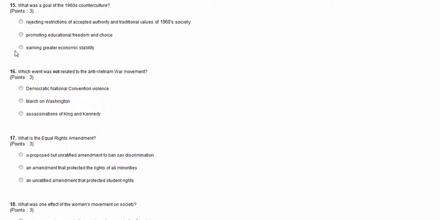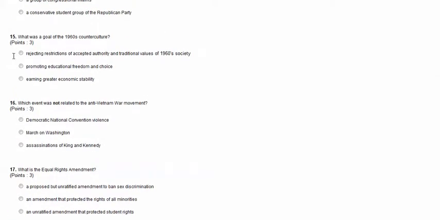Number 15, what was a goal of the 1960s counterculture? Rejecting restrictions of accepted authority and traditional values of 1960s society, promoting educational freedom and choice, or earning greater economic stability.